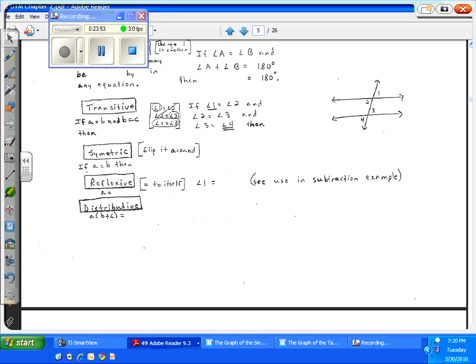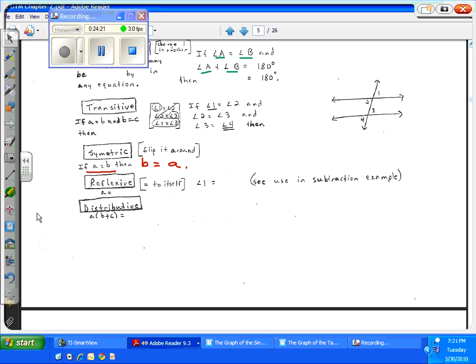Symmetric, you flip the equation around. If A equals B, then B equals A. That becomes important sometimes when we're doing proofs and we're trying to line up our angles and stuff. And if we want something on the left instead of the right, we could switch it over so things just kind of line up prettier.